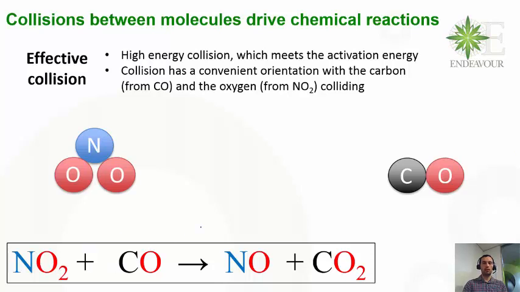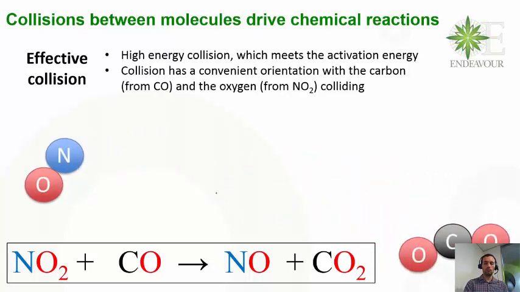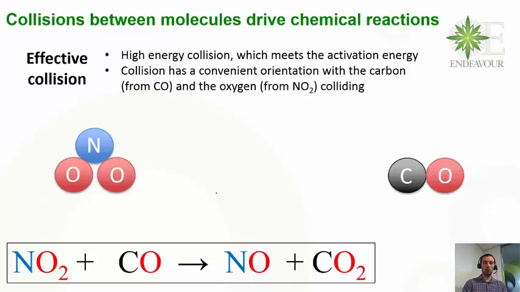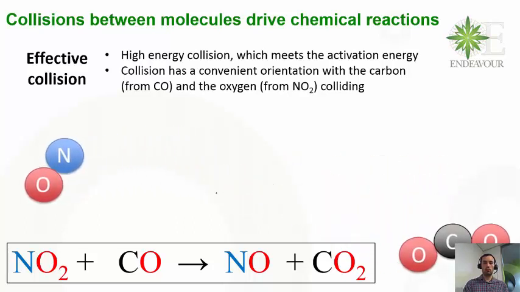And it will be a collision that meets the activation energy, and it'll satisfy the second need for an effective collision, which is a convenient orientation. So the parts of these reactants that collide are going to be the ones that need to collide for the reaction to take place. So let's have a look what happens. So we have a quick approach between the two components where the carbon of the CO collides with an oxygen of the NO2.